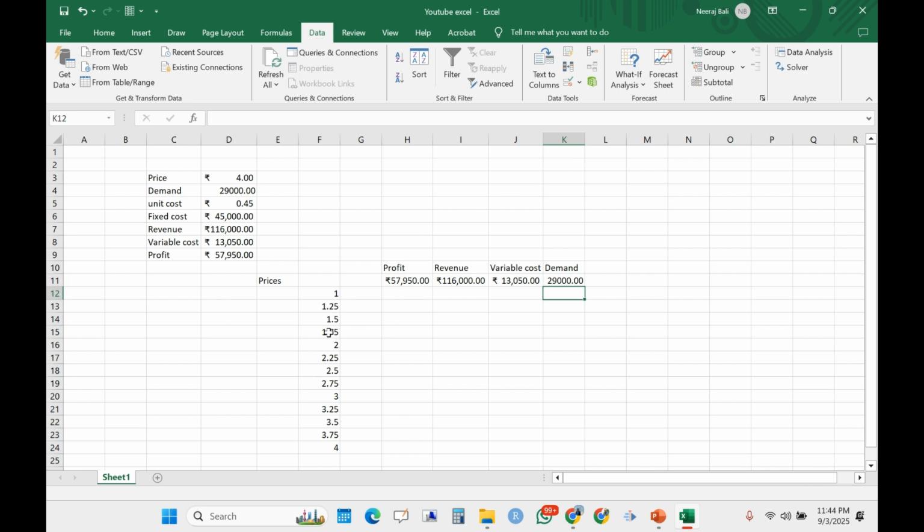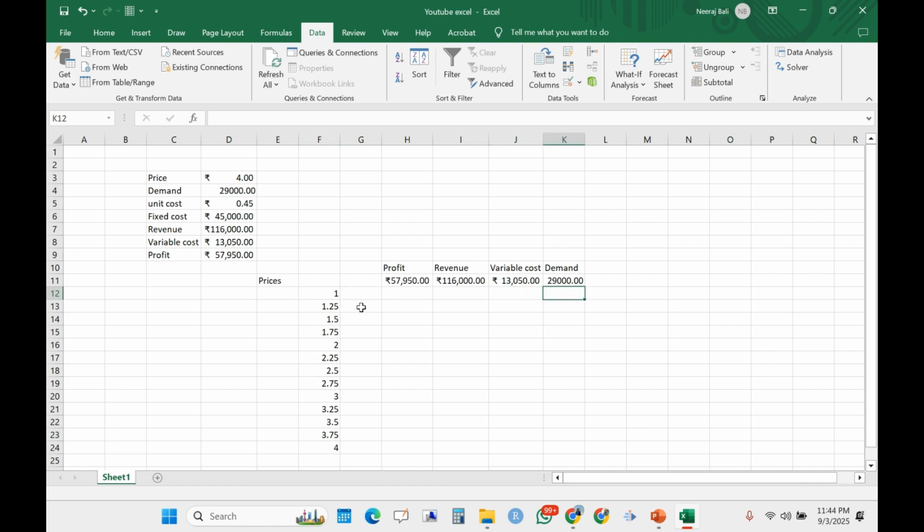Over here I have written the column for what I have to calculate. What is the cell telling me? For rupee 1, what is the profit? For rupee 1, the cell is saying what is the revenue. For rupee 1, what is the variable cost? For rupee 1, what is the demand?